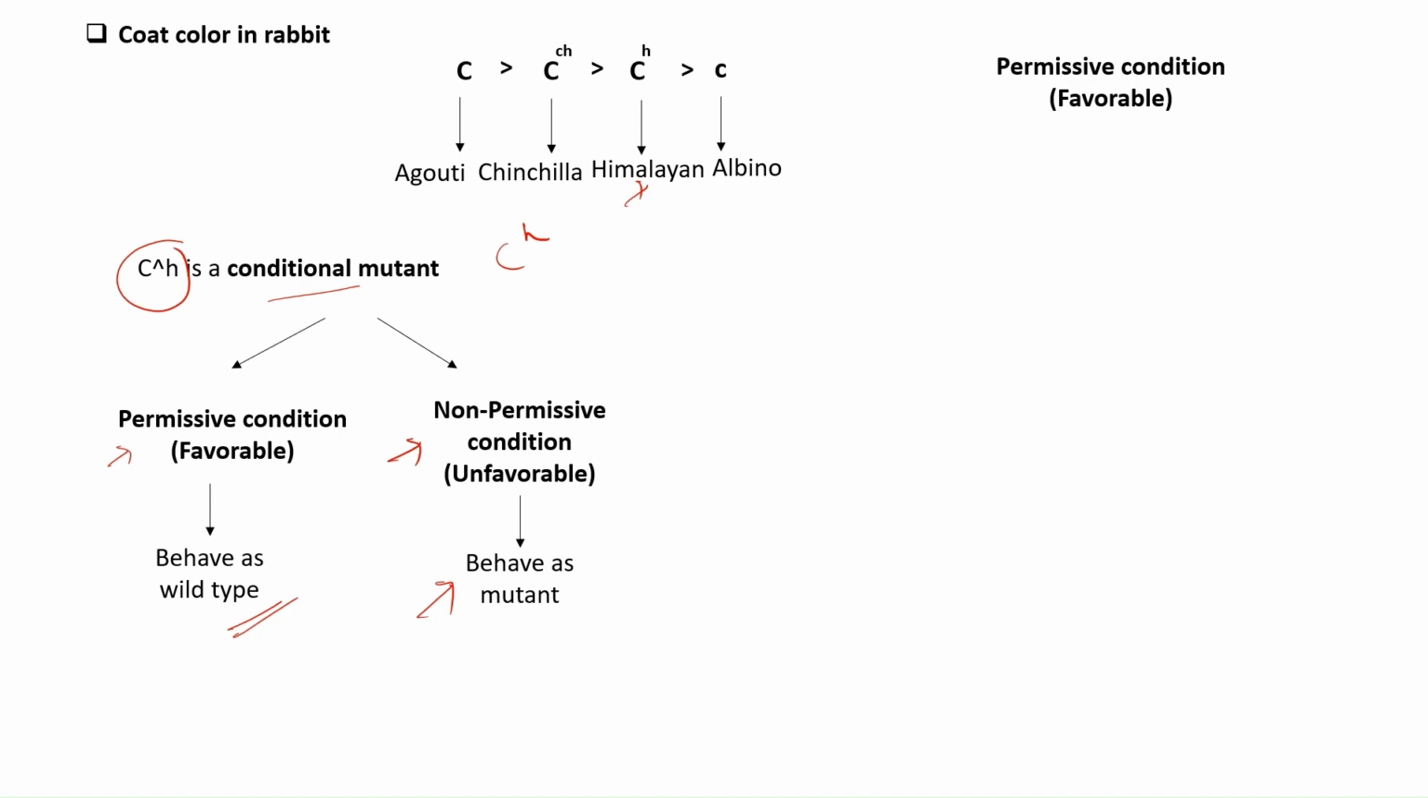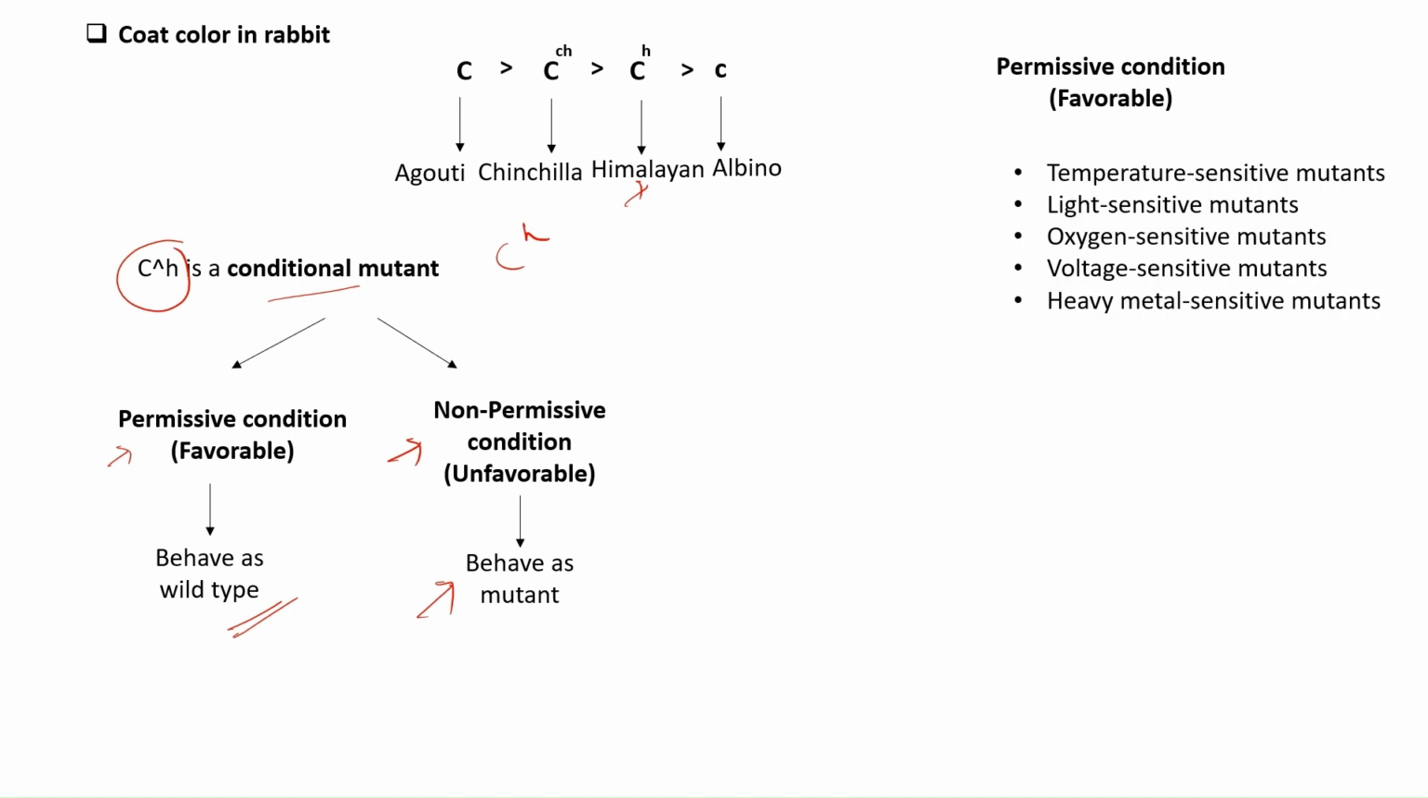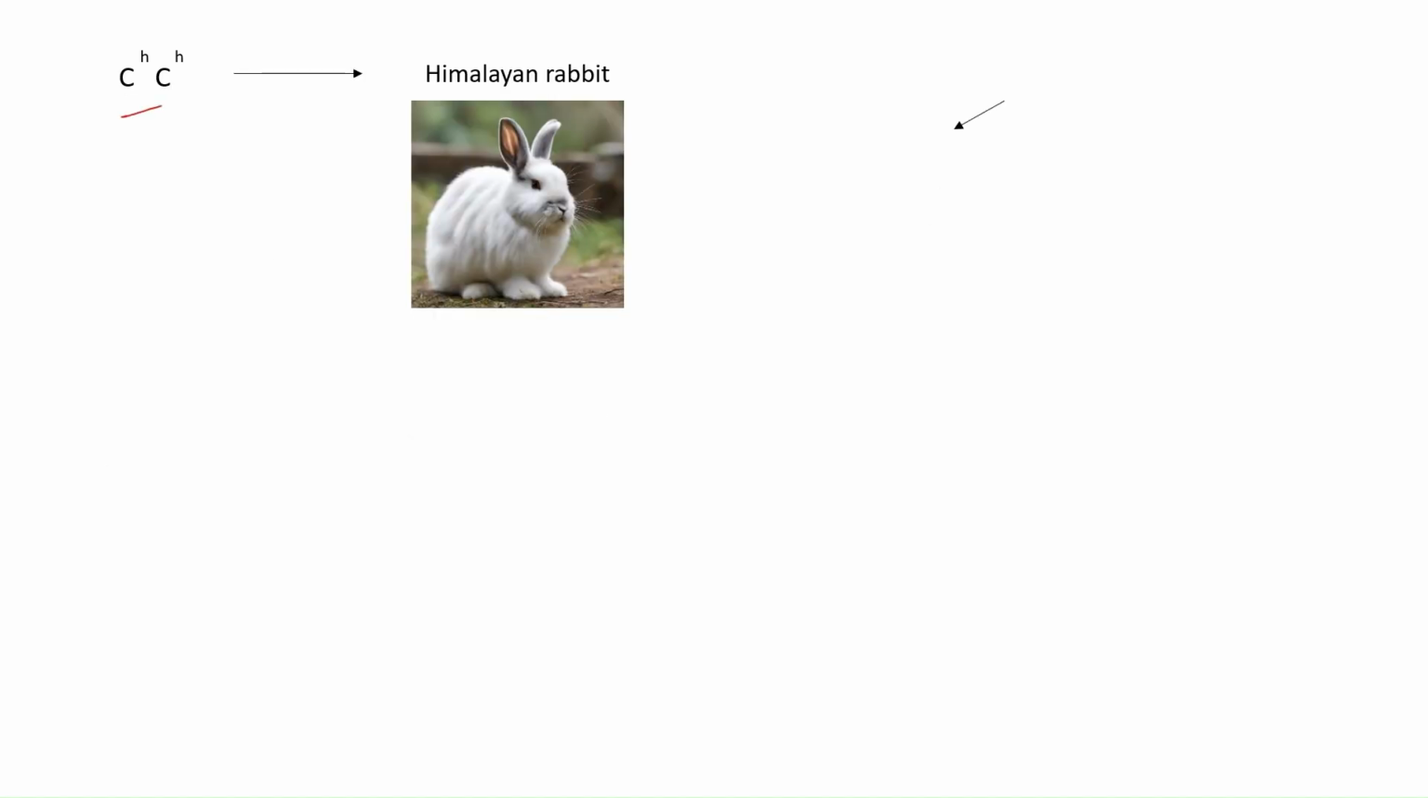Now, a variety of permissive conditions can be found. It can be temperature sensitive, light sensitive, oxygen sensitive, voltage sensitive, heavy metal sensitive, and many more. So anything can work as a permissive condition in different cases. Here, the C^h is a temperature sensitive mutant. Now, C^h, we already learned, is responsible for the Himalayan rabbit or Himalayan phenotype. What is a Himalayan phenotype? The rabbit is white colored, but the extremities, the ears, the nose part, these things are colored.